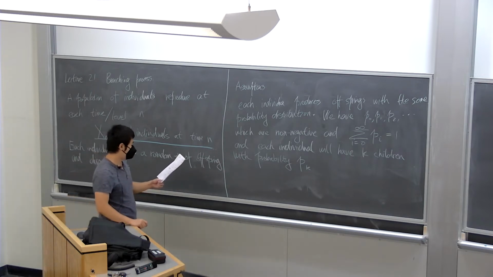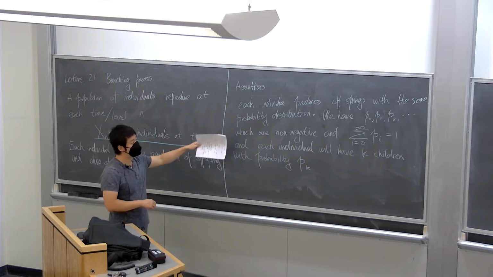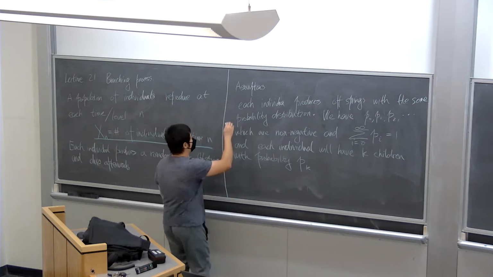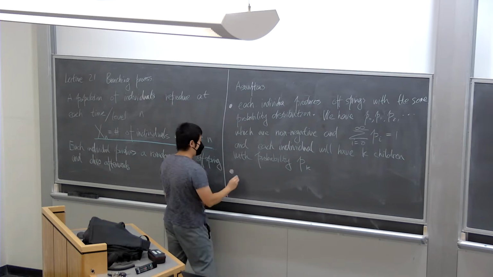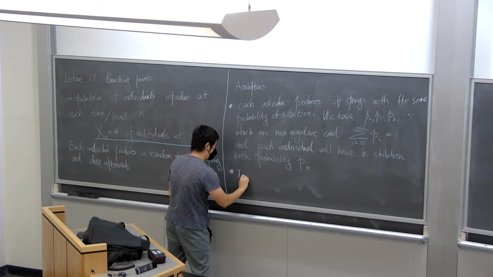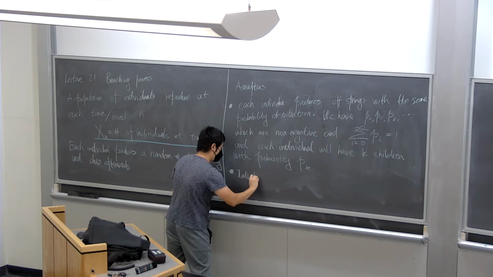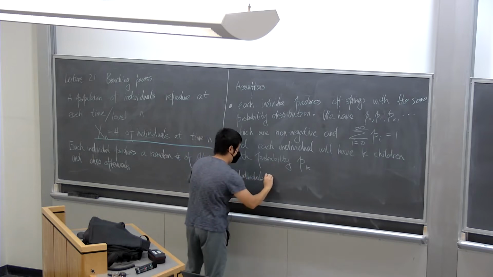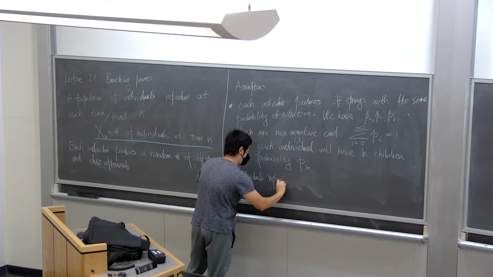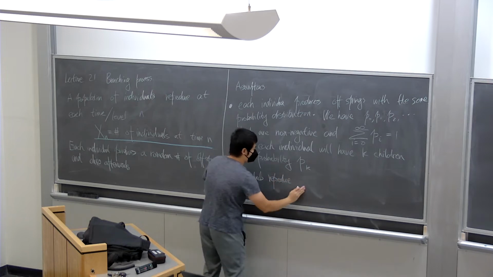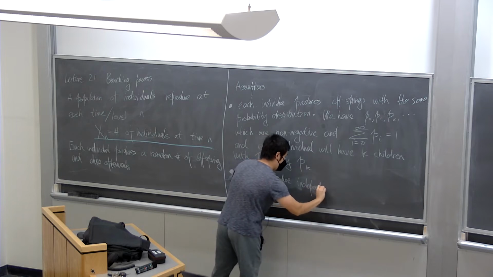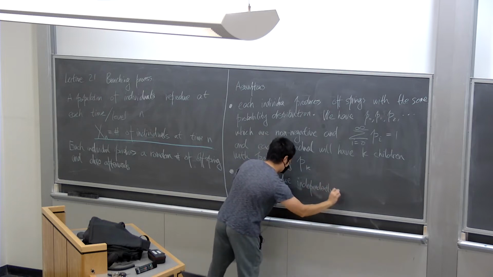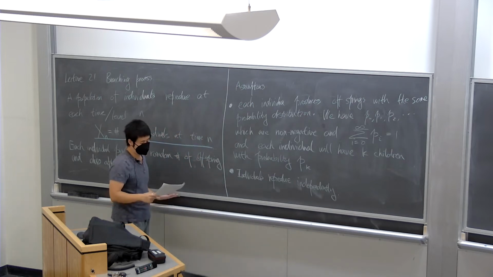The second assumption is that individuals reproduce independently. The first says they have the same distribution, and the second is that they are in fact IID. Individuals reproduce independently. So these are the two main assumptions.